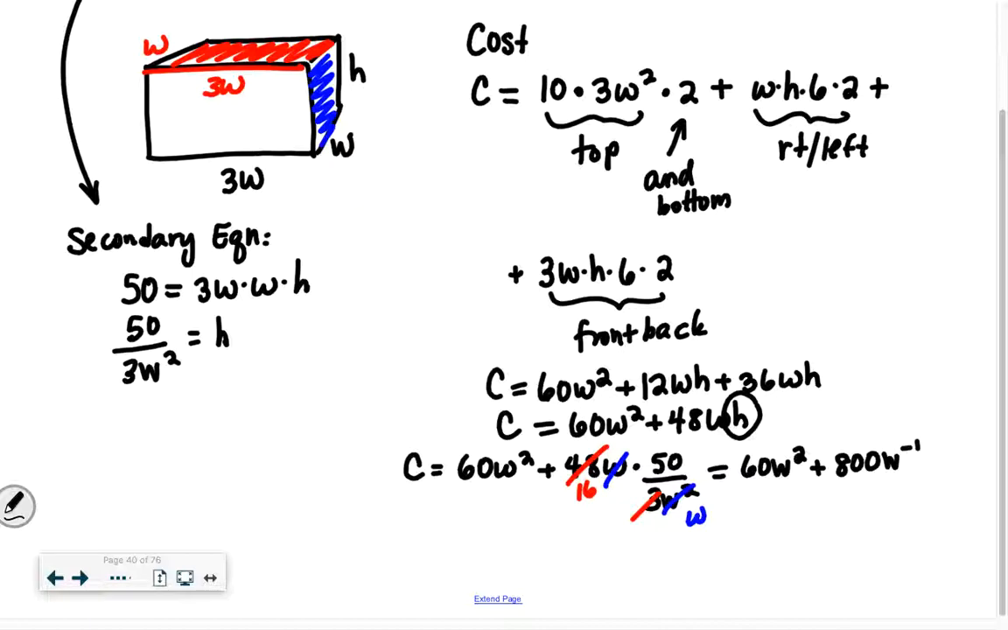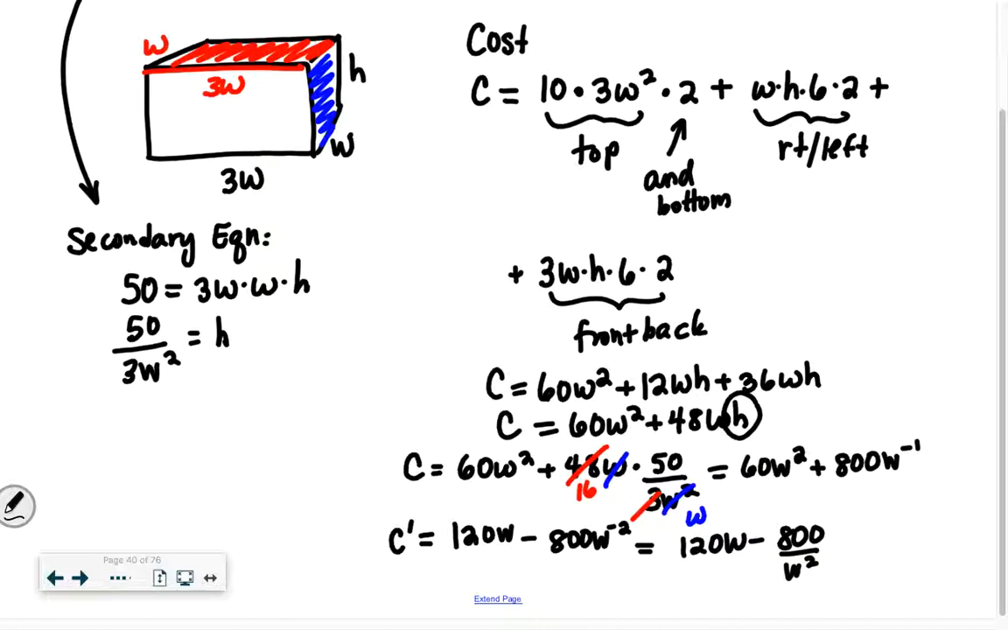Okay, why would I set it up that way? Yeah, it's easy to take the derivative. I don't have to do the quotient rule. All right, so when I take the derivative now, because I'm trying to minimize the cost, right? So if I minimize a cost, I have a curve, and I'm trying to find the minimum, which is where our derivative is equal to 0. We talked about that last time. So I take the derivative, and I get 120w minus 800w to the negative 2. Which is really 120w minus 800 over w squared.